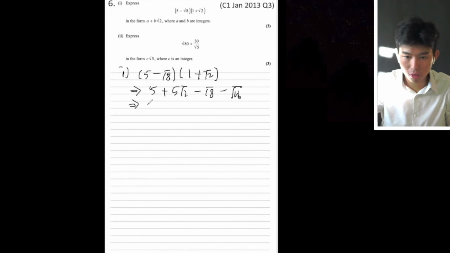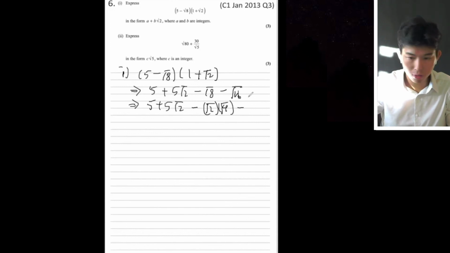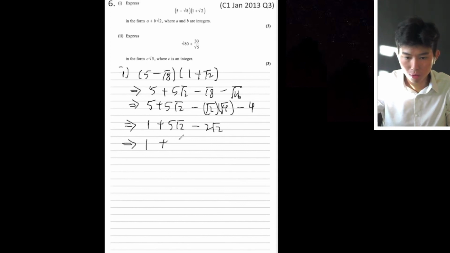which is 5 plus 5 root 2 minus, I'm gonna take the value of root 2 out, okay? Root 4, minus root 16 would be 4. 5 minus 4 would be equals to 1. 5 root 2 minus 2 root 2 would be equals to 3 root 2. And this would be the answer for the part A. And 1 mark for the method, 1 mark for the working, and 1 mark for the final.